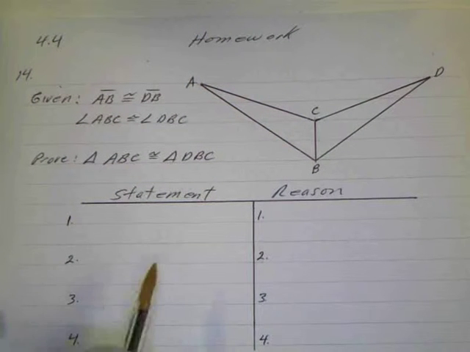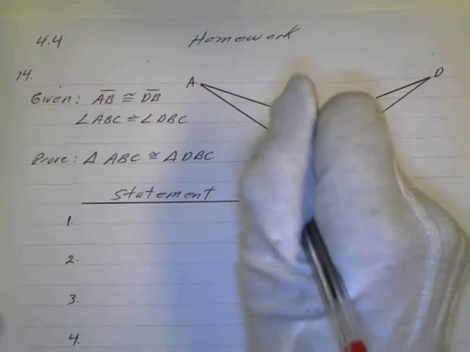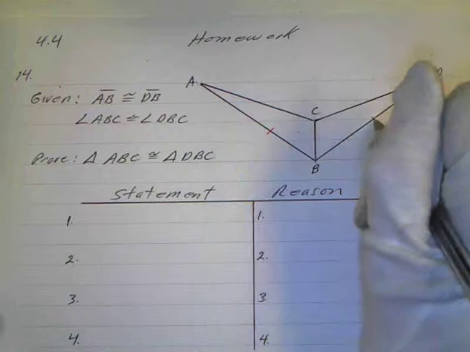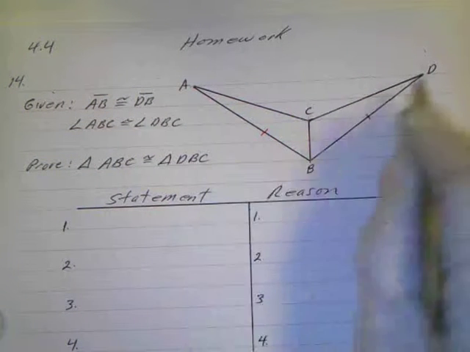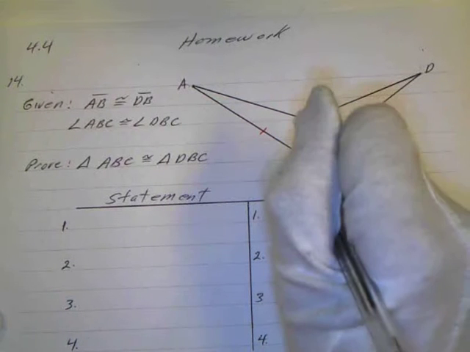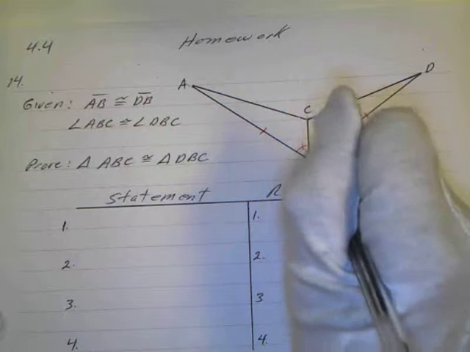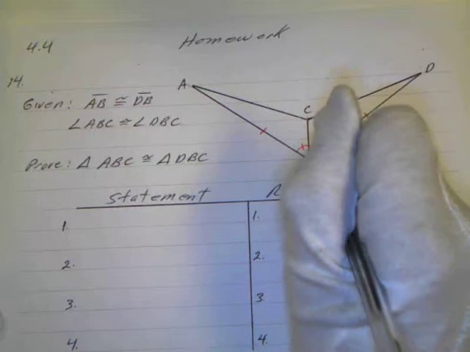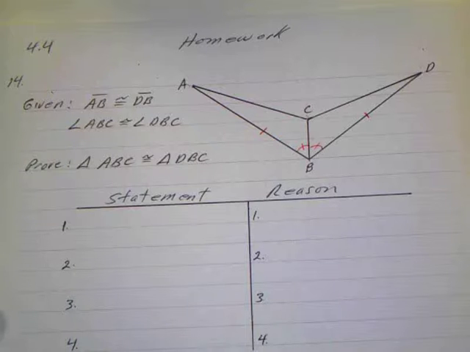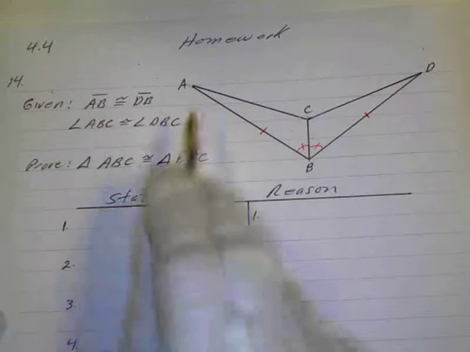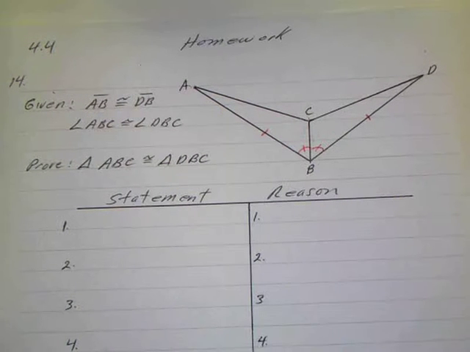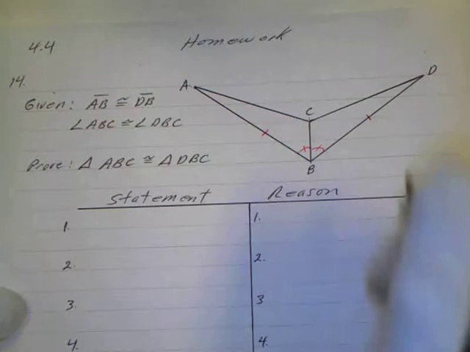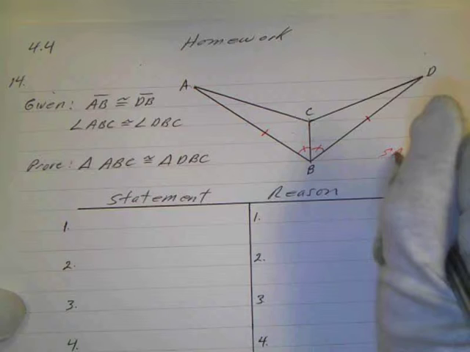So AB is congruent to DB, so put a little mark there. And angle ABC is congruent to angle DBC, so we could put an arc and a mark. So those two angles are congruent. And we want to prove that triangle ABC is congruent to triangle DBC. And since we have an angle, our strategy will probably be to find side, angle, side.